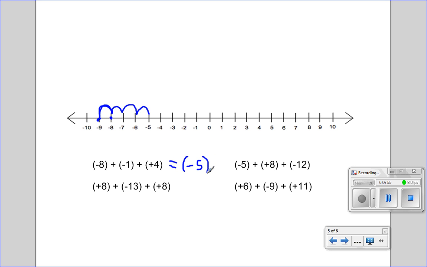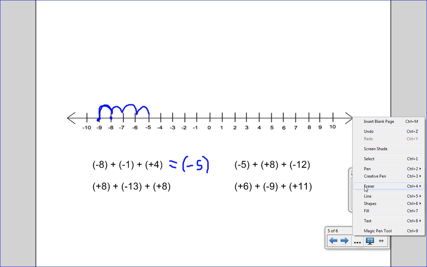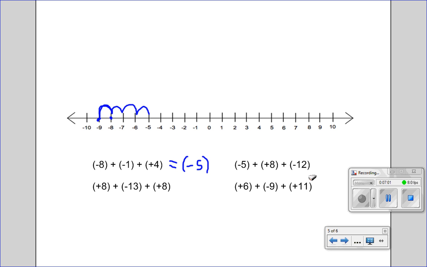Okay, so I'm just going to erase the work I did at the top of the number line, because you guys are going to try out these other 3 problems at home, and then we're going to take them up in class tomorrow. So please pause the video and try these out now.